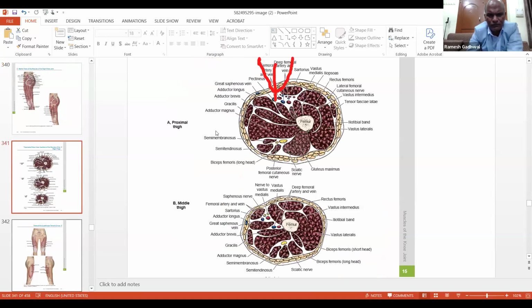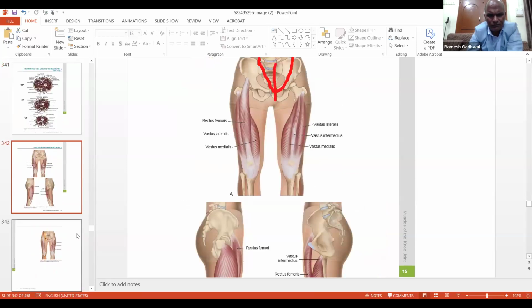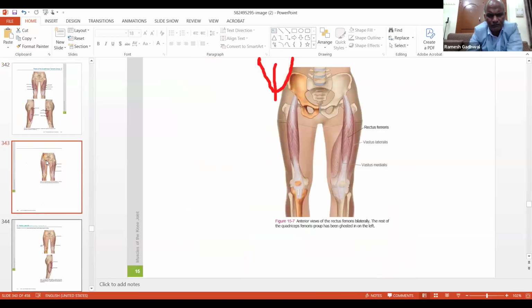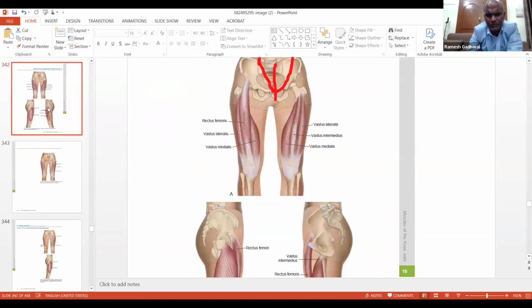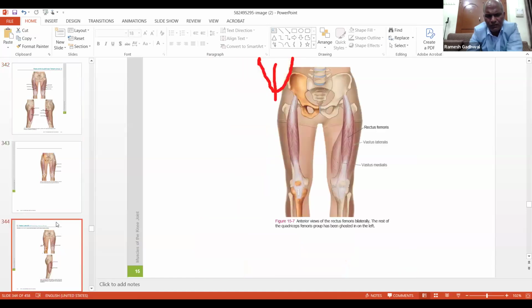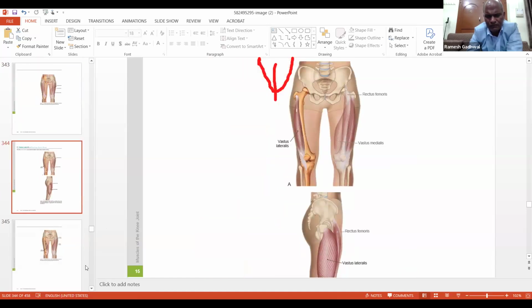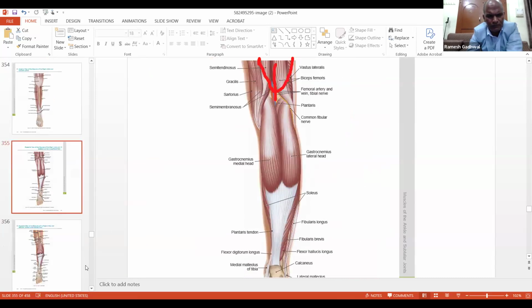Then cross section. Here is only a single muscle that you can see. Then there is the lower leg. On the lower leg, if you see, then what do you imagine with this picture?